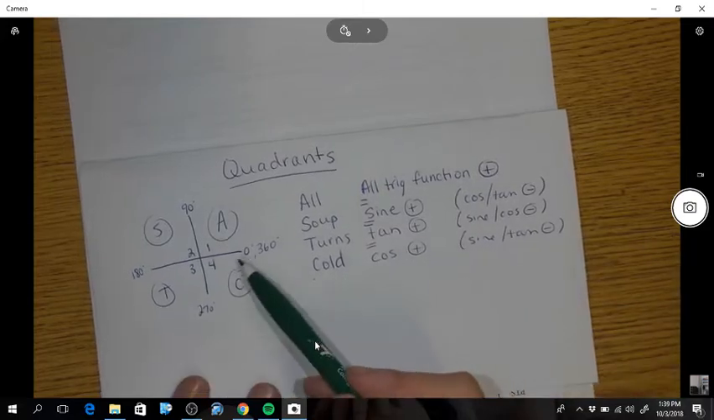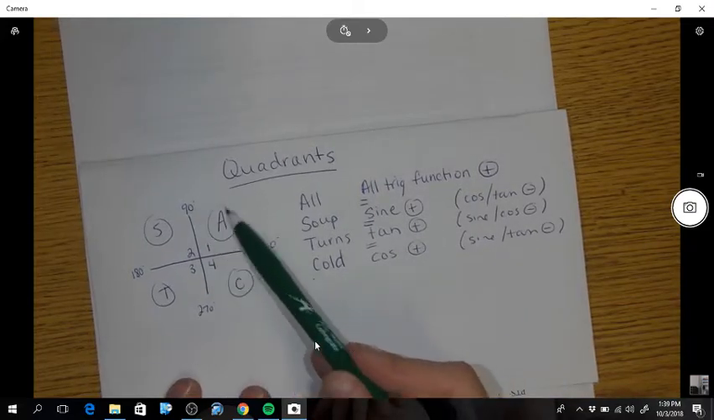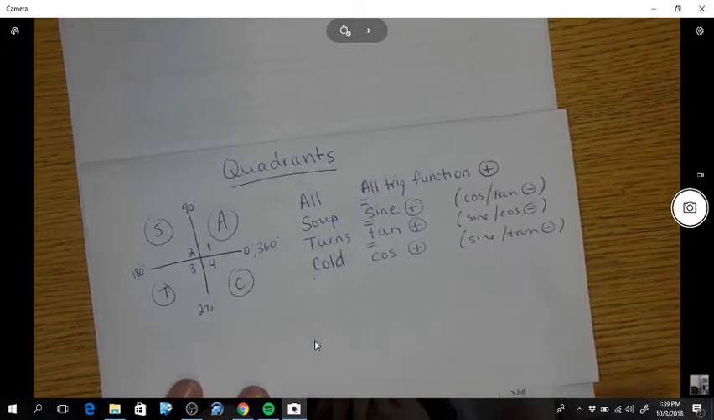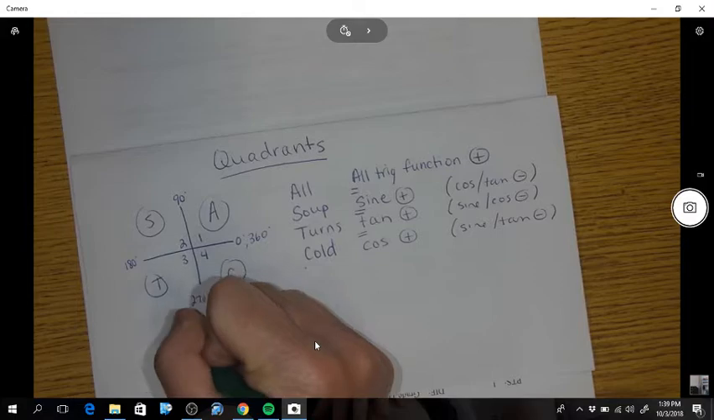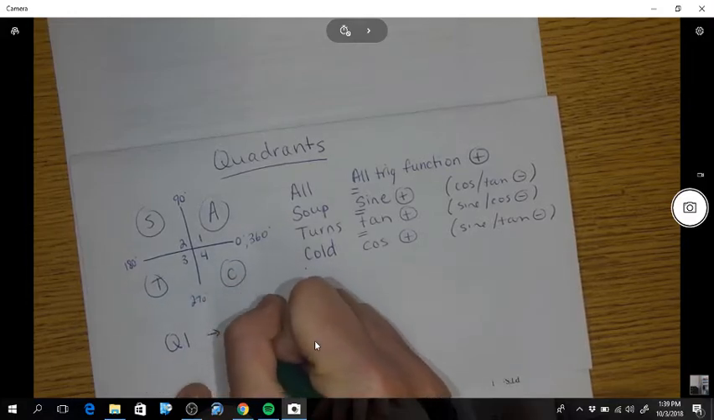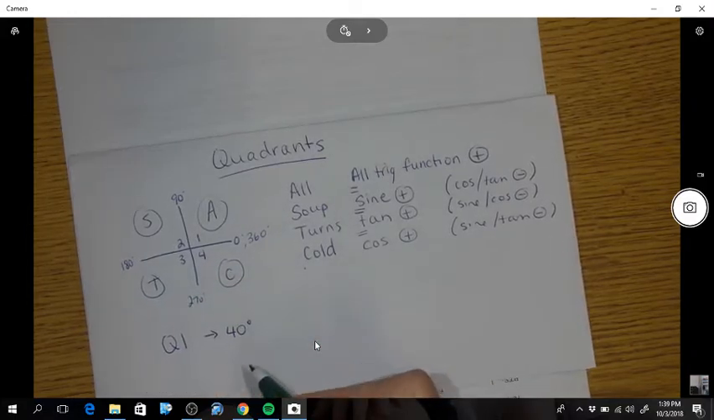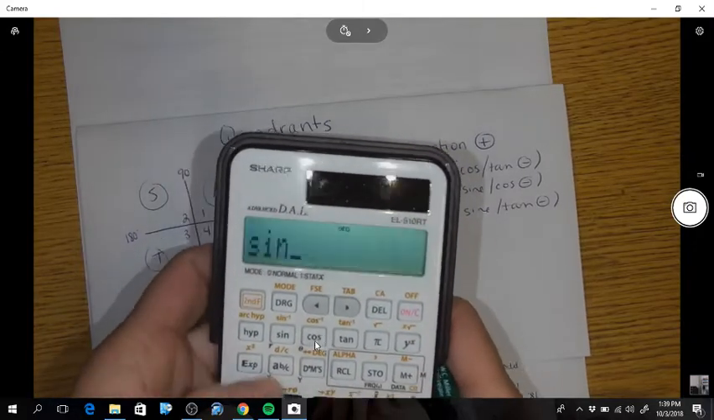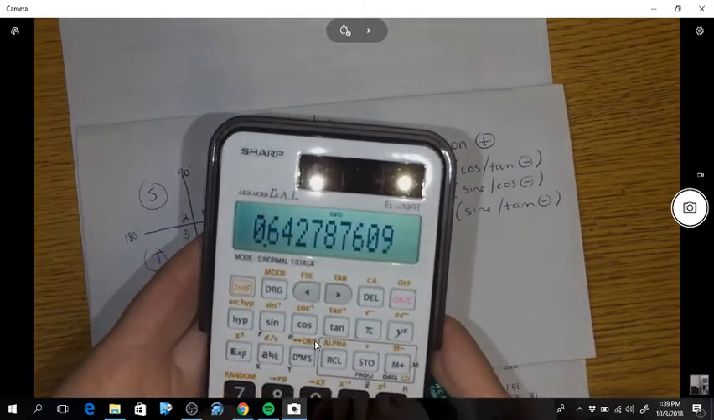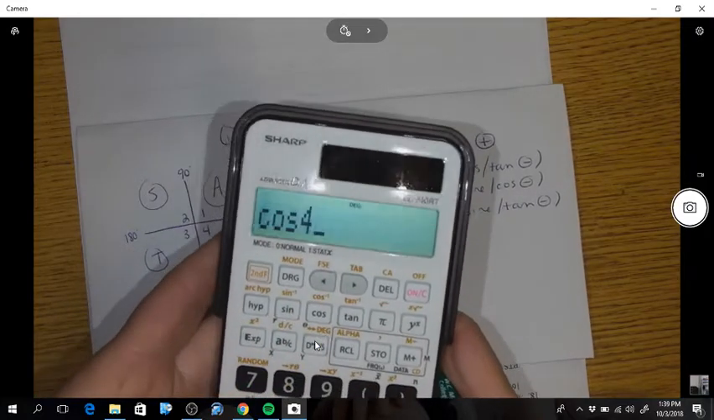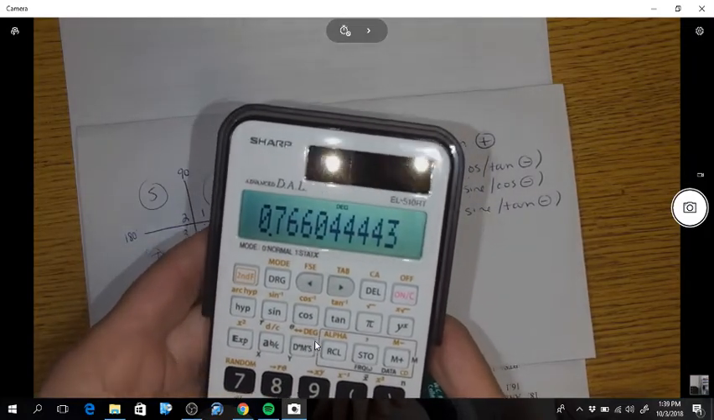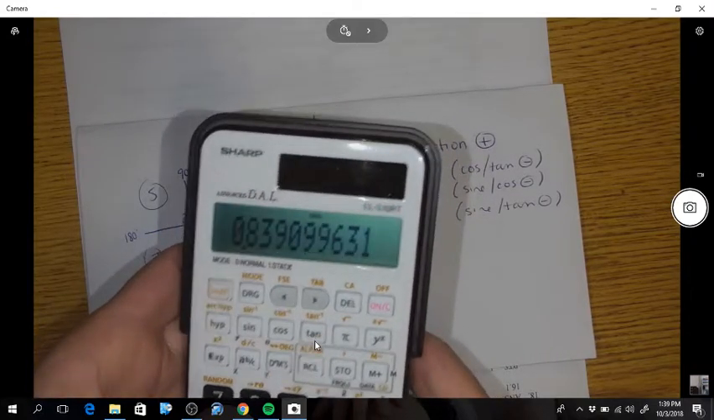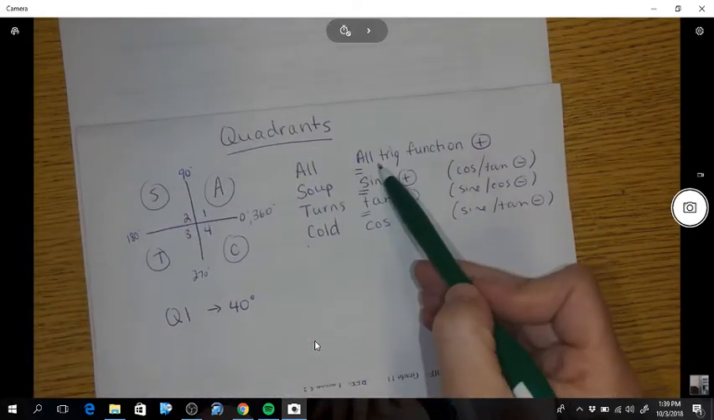Okay, so for example, give me a degree measurement in quadrant 1. So let's just say, for example, 40 degrees, right? If you go to your calculator and you type the sine of 40 equals a positive number, the cosine of 40 equals a positive number, and the tan of 40 equals a positive number. So that's what that's meaning.